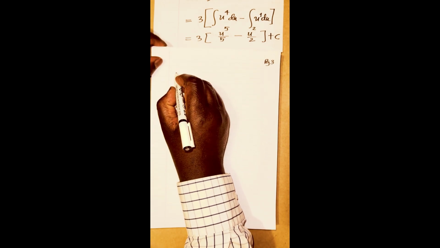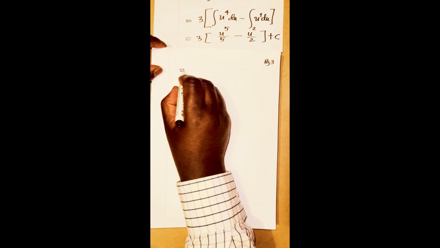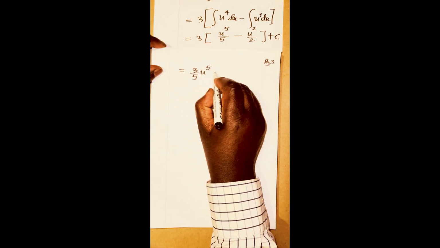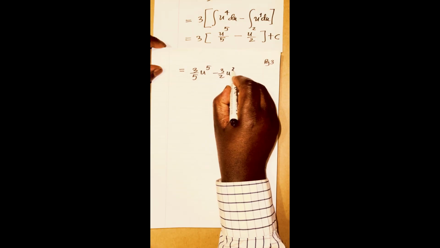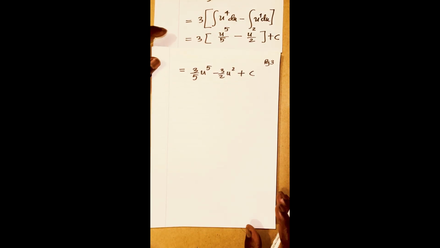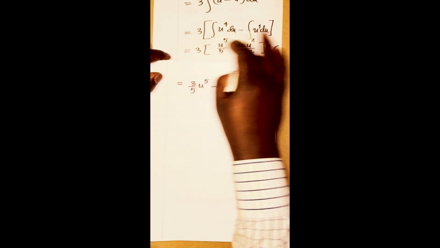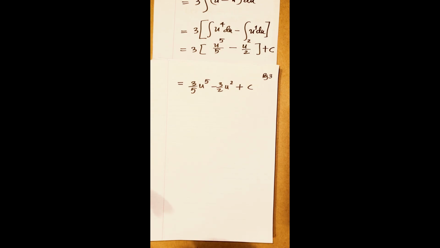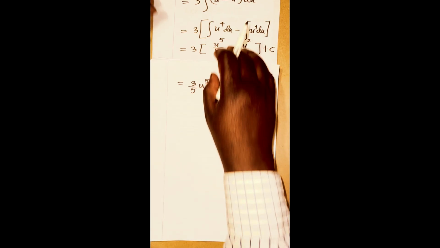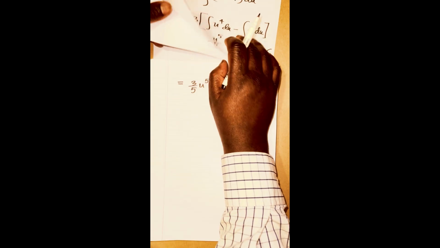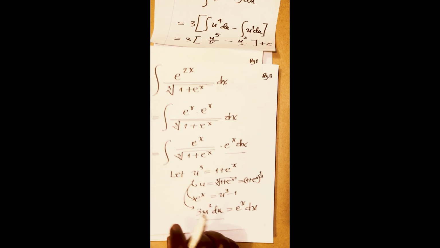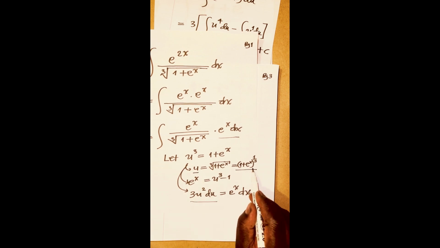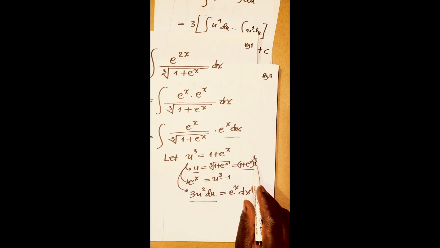So we're saying this is the same as 3 over 5 u power 5 minus 3 over 2 u squared plus the constant of integration. When you distribute the 3, this is what you get. Now let me take you back to the connection between u and x, because our original variable is x. The connection between u and x, remember on the 3 equations I told you, u is actually equal to this expression here, 1 plus e power x to the power 1 over 3.